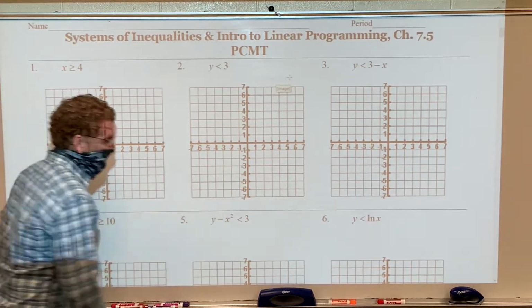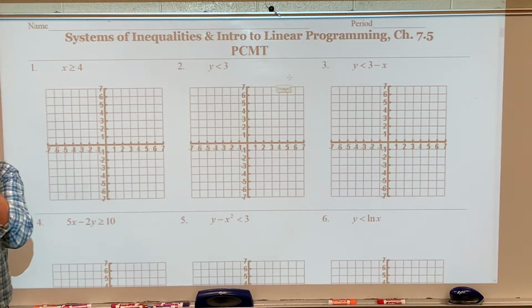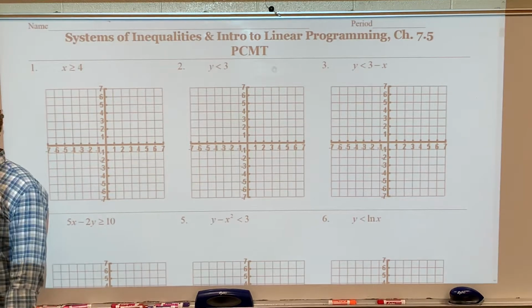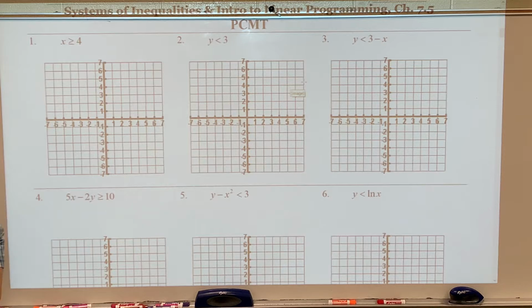So initially, I just want to make sure that you're good on your graphing, because a lot of these kinds of graphs are going to show up. So x greater than or equal to 4, if you had to graph something like that, what would you do? What two things are you kind of looking at here?